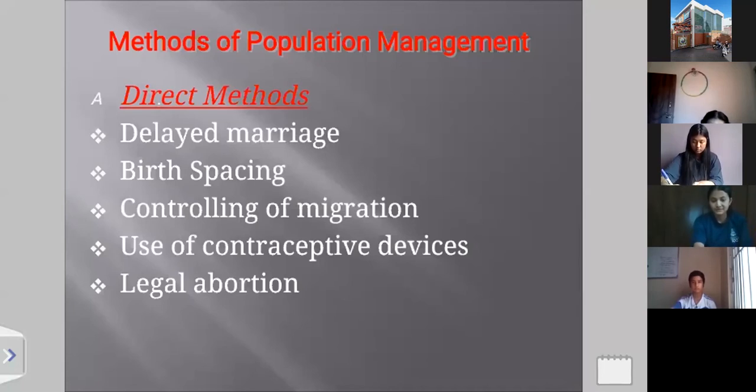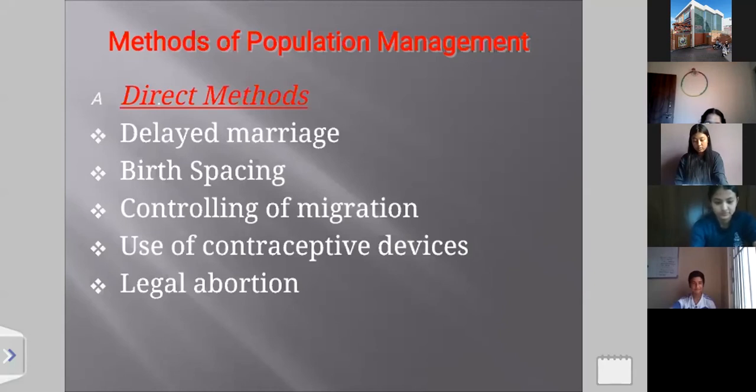In case of lack of control in migration, it creates imbalance. And if there is imbalance, then it adversely affects the environment and people face different types of problems as well. So that's why controlling of migration is also one of the direct methods of population management. All right.